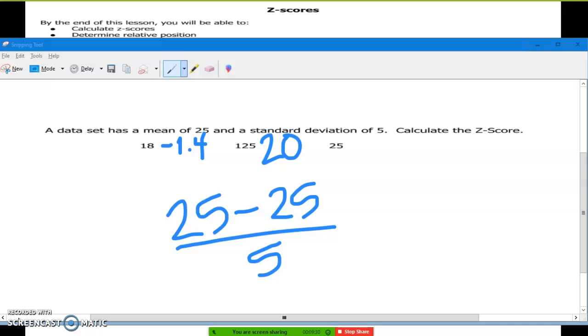And finally, we're looking at a score of 25, and you're going to see how this makes sense in a minute. 25 minus 25 is 0. 0 divided by 5 is 0. My z-score for 25 is 0. That means it's 0 standard deviations above or below the mean, which makes sense because it is the mean. So it's not above or below the mean. It is the mean.